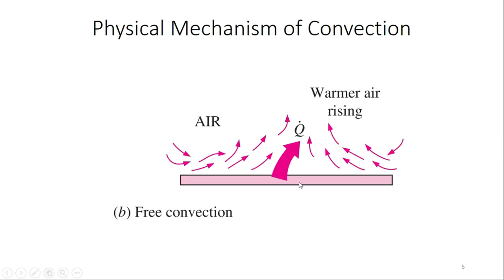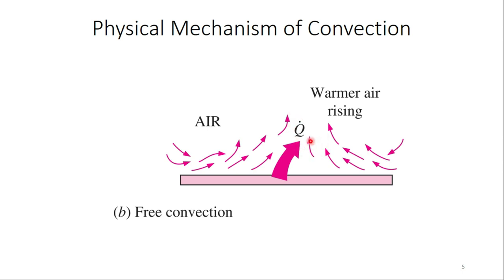Whereas this is the example of free convection. In this case, we have not applied any kind of external means, fan or any windmill. So how will free convection take place? The basic understanding of free convection is this: consider this is a hot plate, and the air present above the hot plate will get heat from this hot surface. As the temperature of this air becomes higher, its density will decrease. As the density of the air decreases, it will rise up.